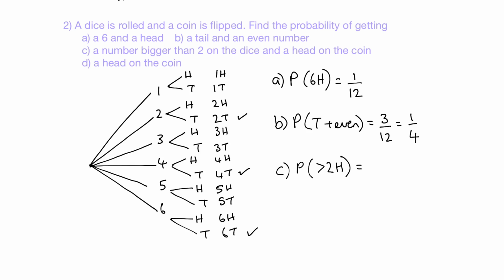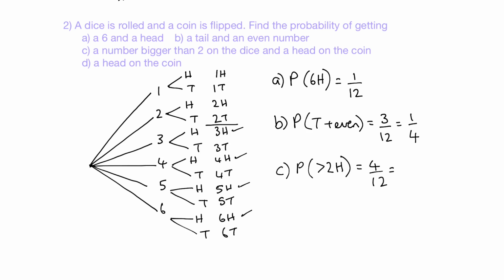So let's have a look at the numbers that are bigger than 2. Now that doesn't include 2, by the way. If it's bigger than 2, it doesn't include 2. So the numbers that are bigger than 2, we're looking at from here downwards and getting a head as well. So that would be here, here, here and here. So that one would be 4 out of 12.